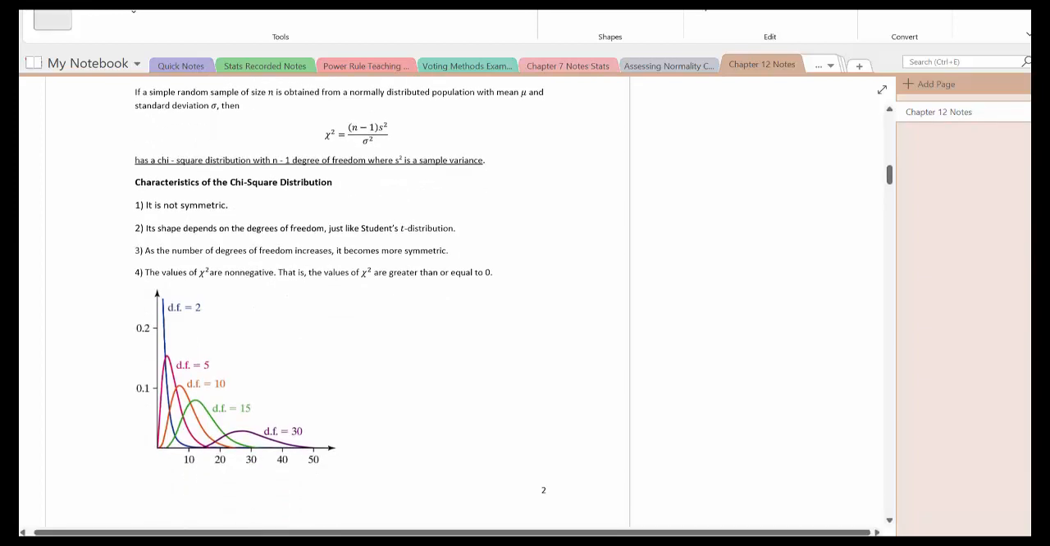Characteristics of the chi-square distribution: 1, it is not symmetric. 2, its shape depends on the degrees of freedom, just like Student's t distribution. 3, as the number of degrees of freedom increases, it becomes more symmetric. And 4, the values of chi-squared are non-negative. That is, the values of chi-squared are greater than or equal to 0.